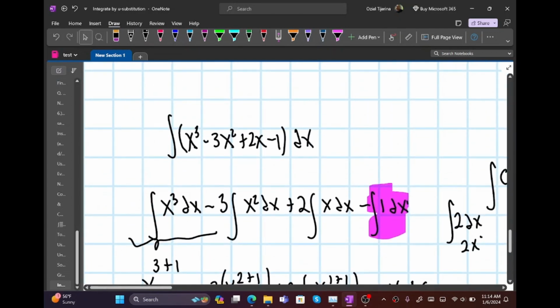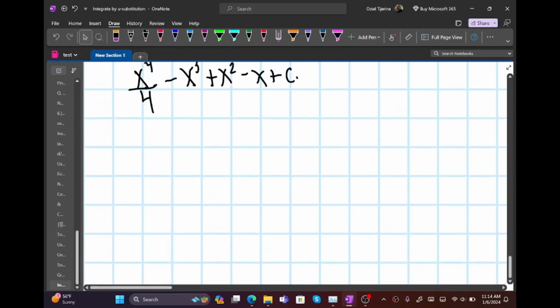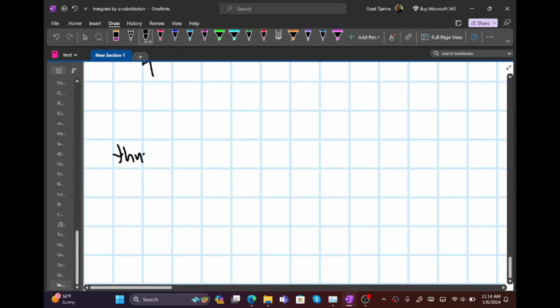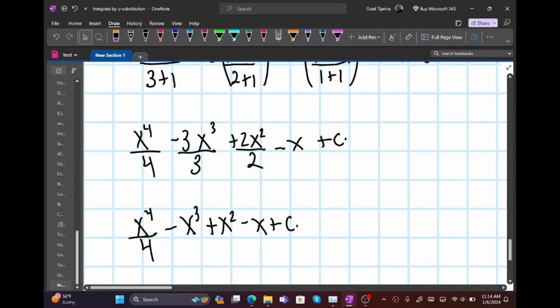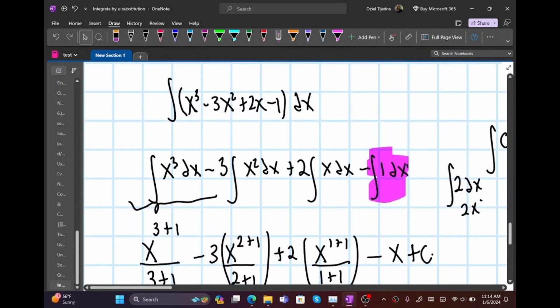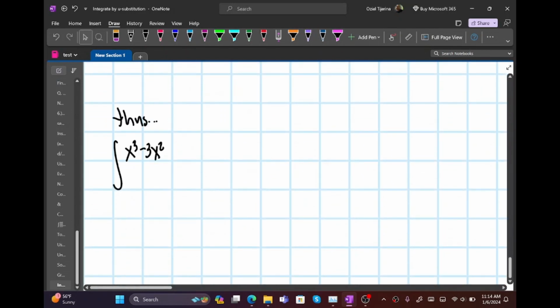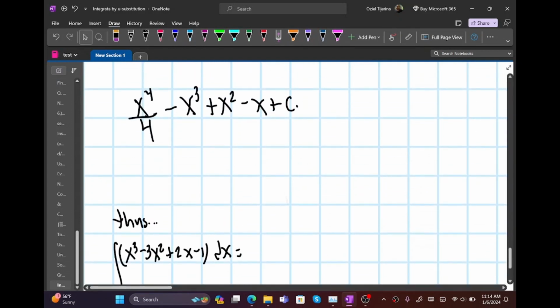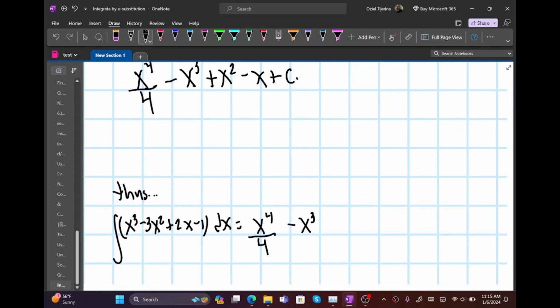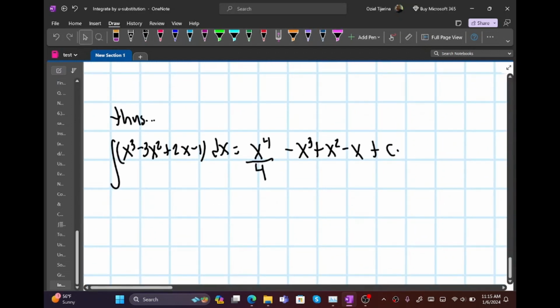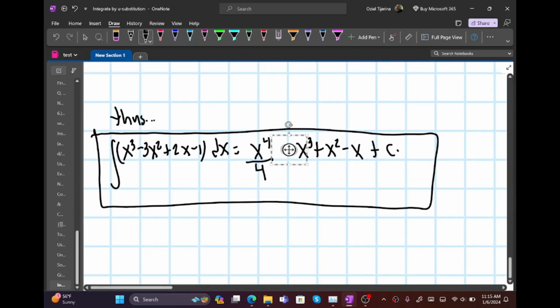So then we can just say that the integral of x cubed minus 3x squared plus 2x minus 1 dx is equal to x to the 4th over 4 minus x cubed plus x squared minus x plus our constant of integration c. And so this would be our answer for this problem.